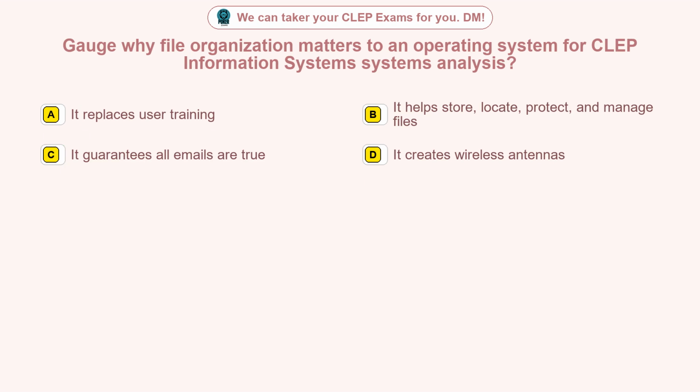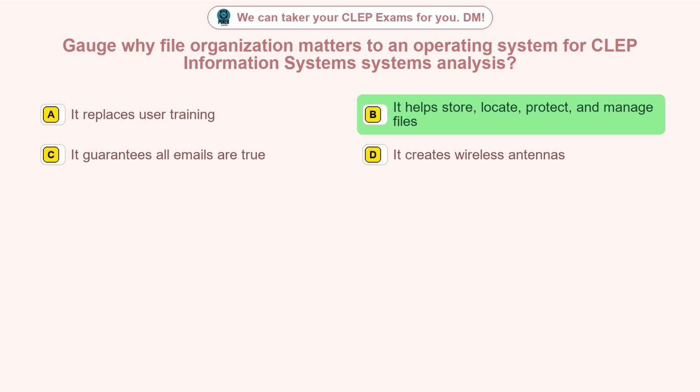Question 89. Gauge why file organization matters to an operating system for CLEP Information Systems analysis. Option A. It replaces user training. Option B. It helps store, locate, protect, and manage files. Option C. It guarantees all emails are true. Option D. It creates wireless antennas. The correct answer is option B.